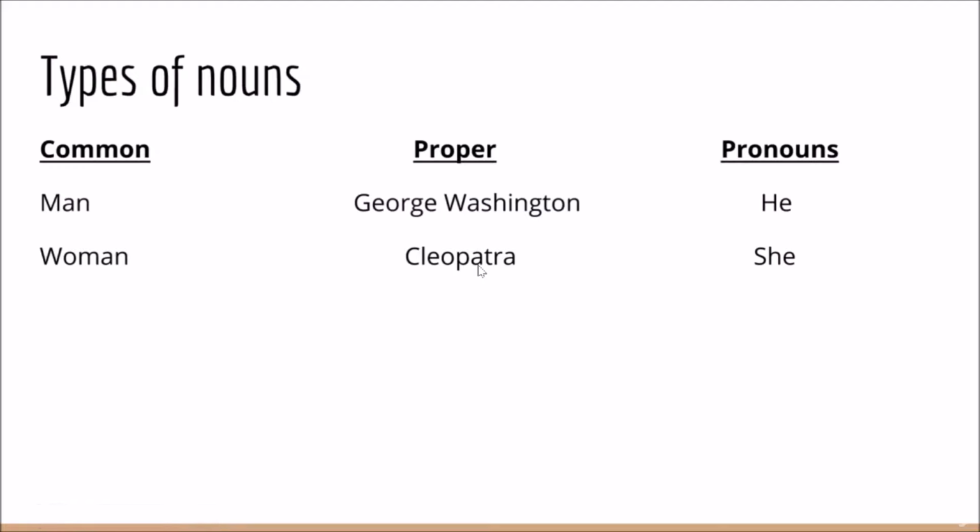So she becomes a proper noun. And then we have another special type of noun called pronouns. Pronouns are words that we use to replace normal nouns. So for example, he is a pronoun we use to replace a man, or a proper noun that is a man. So instead of saying George Washington, I could say he. Or instead of saying Cleopatra, I could say she. So pronouns are used to save time, or to make things easier when we're speaking or writing.